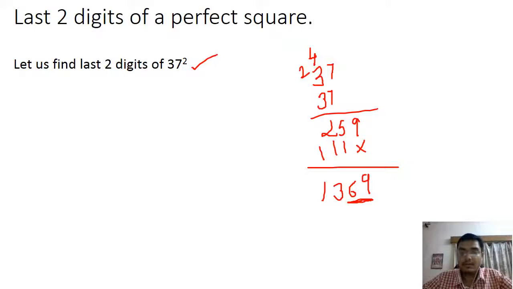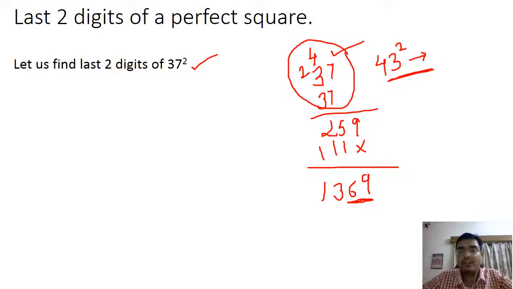But we do not need to multiply 37 every time to find the last two digits of 37 square. Like if we have to find the last two digits of 43 square, there's no need to multiply 43 by 43. Without multiplying also I can tell what the last two digits of 43 square are. So how can we do that?